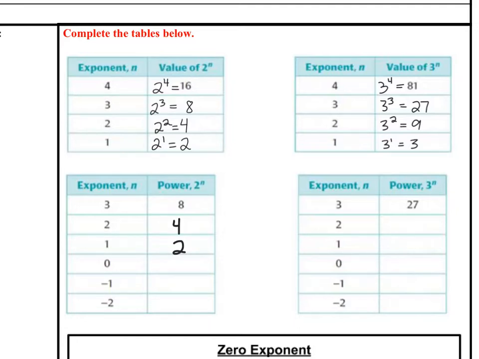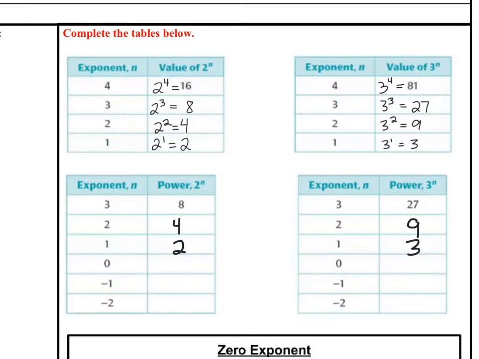Look at the one on the right. 3 is our base. We know 3 to the 3rd power is 27. 3 to the 2nd is 9. 3 to the 1st is 3. Okay. We have not talked about zero and negative exponents yet, obviously, because that's what we're learning today. Can you follow the pattern? What pattern do you see? Can someone explain to me what you see?